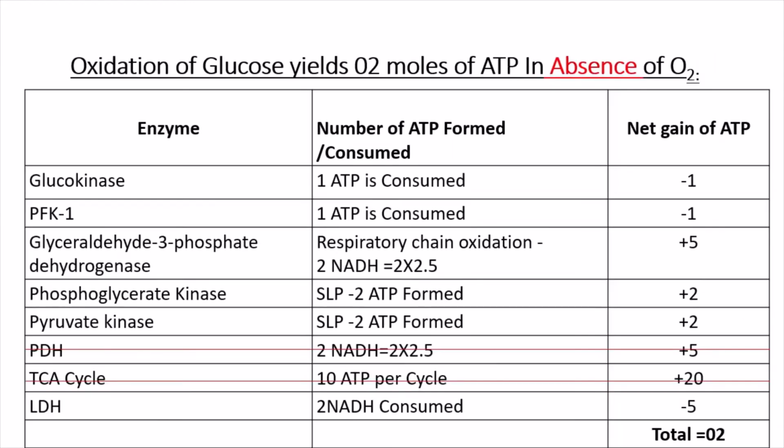Also now see the oxidation of glucose in the absence of oxygen. Here all the enzymes are the same, but I have added one lactate dehydrogenase step where 2 NADH are consumed, and that makes it a minus of 5 ATP. The PDH step will not occur here and the TCA cycle will not occur either, because these two steps occur only in the presence of oxygen. That makes it a net gain of only 2 moles of ATP.